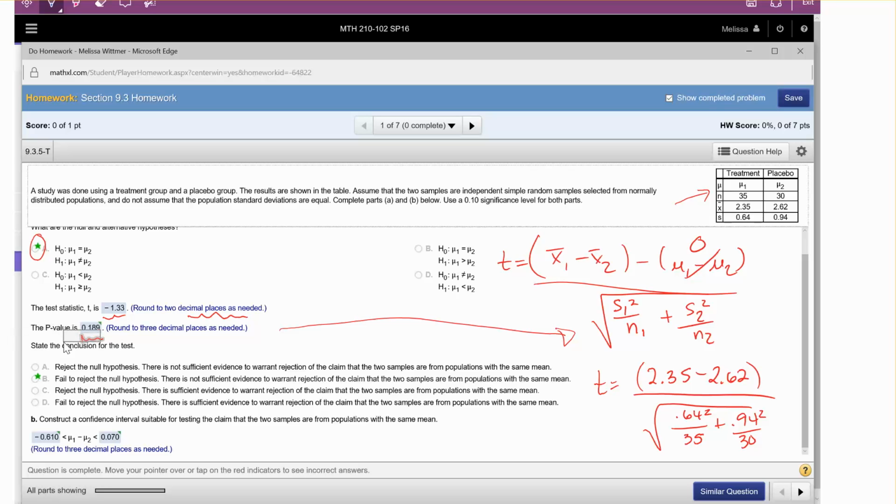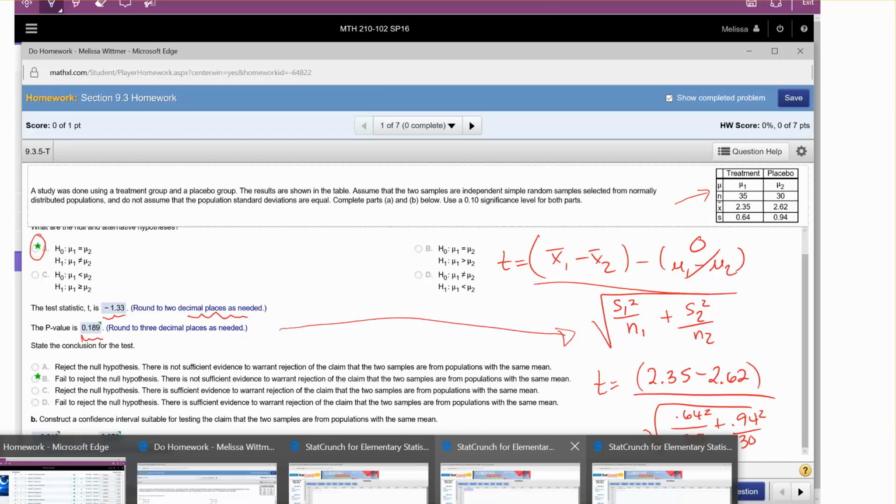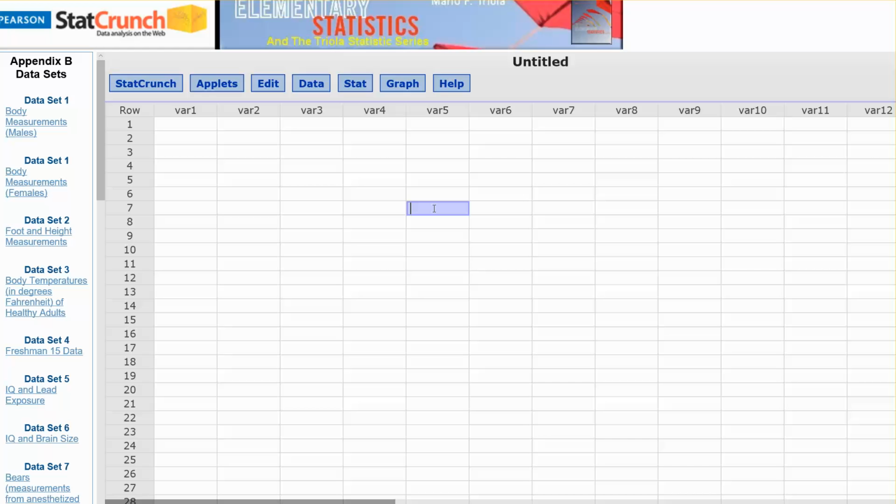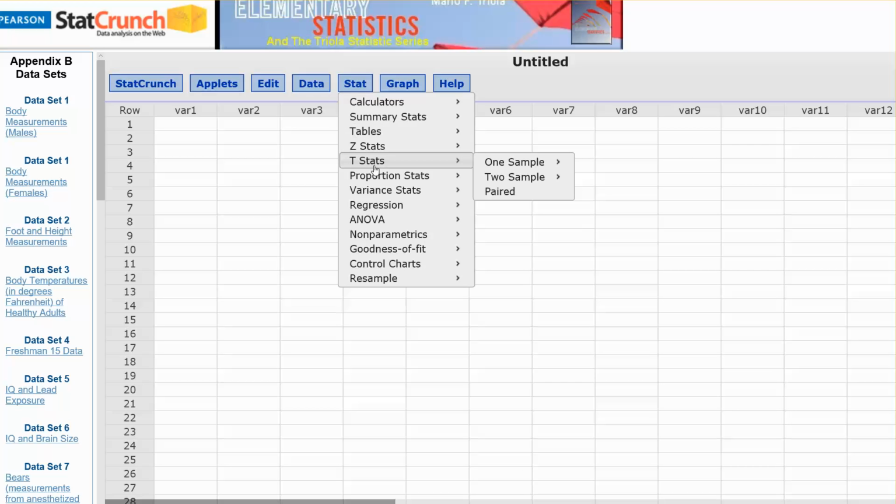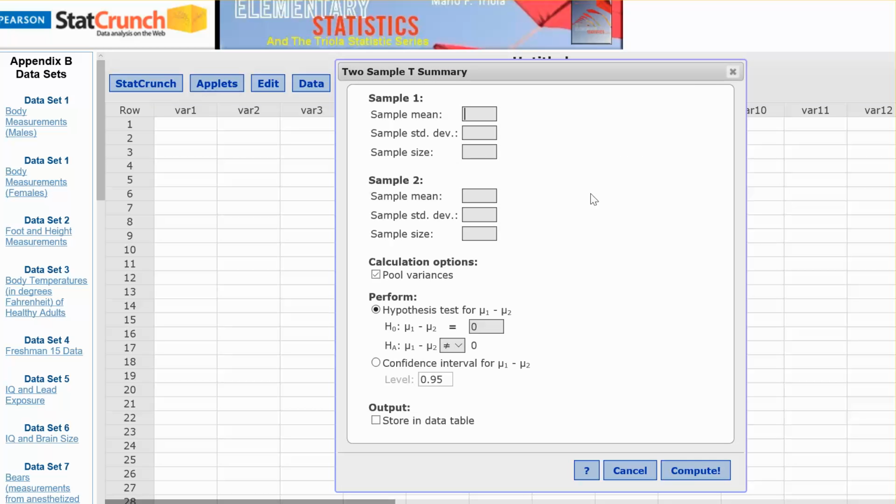Go to StatCrunch, go to Stat, and go to T-Stats. This is two samples, and it's two samples with summary. So that's the steps for pulling this up. It's a T-Stat test, and you have summary data for two samples. Then just type in your summary data that was given to you in that table.